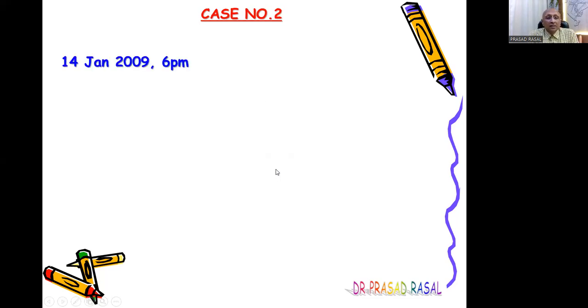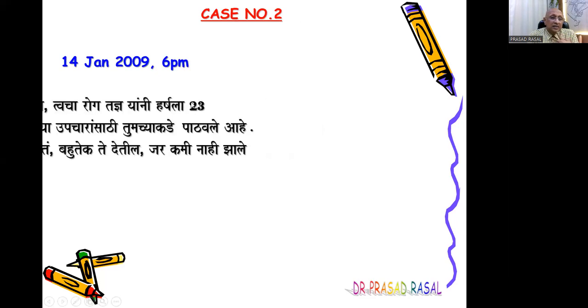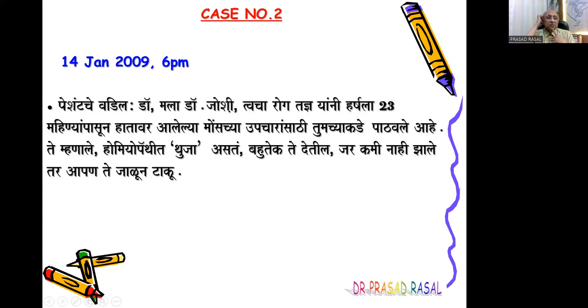There is one more case. This is very interesting again, because it gives me a different perspective. It was 14 January 2009, 6 p.m. The patient's father brought his child, Harsh, and he said Dr. Joshi, the skin specialist in Sangamner, sent this patient to me.